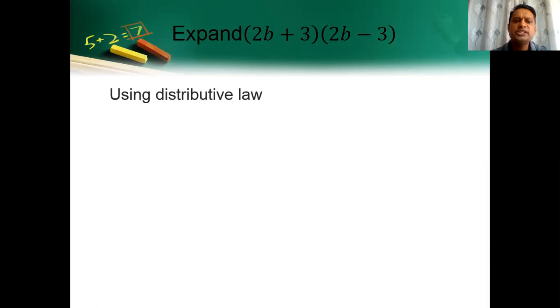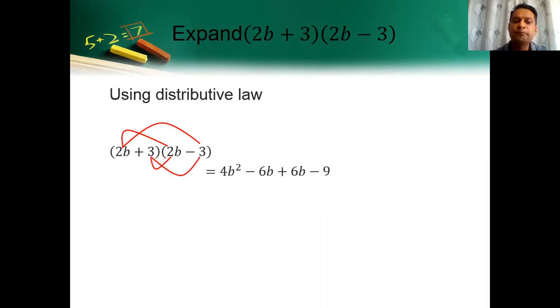Let us try another example. If you have to expand 2b plus 3 times 2b minus 3 using the distributive law, 2b times 2b, then 2b times minus 3, 3 times 2b, and then 3 times minus 3, which is equal to 4b squared, 2b times minus 3 is minus 6b, 3 times 2b is plus 6b, and finally 3 times minus 3 is minus 9.